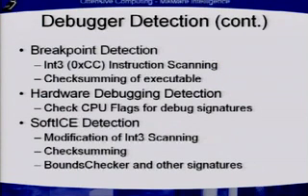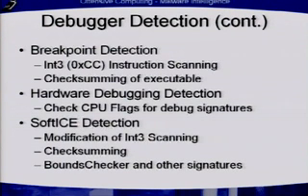Okay, so there's a few other methods. A good one is called breakpoint detection. This is where you scan for int3 instructions. Generally, a debugger is going to issue lots of breakpoints so that you can analyze at each point what's going on. Another thing they do is called checksumming. This is where they check to see, has my executable been modified? Are they basically trying to crack me or see what's going on?